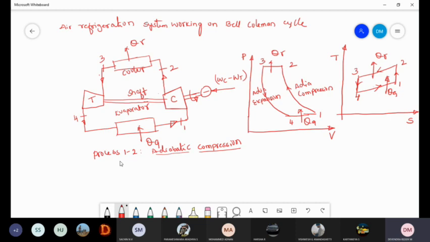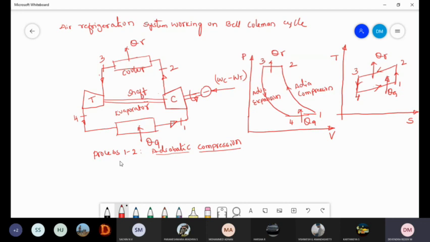You have drawn the 3 diagrams, it's complete, right? Yes or no? Yes, sir. Now after completion of these 3 diagrams, I'll explain the process.